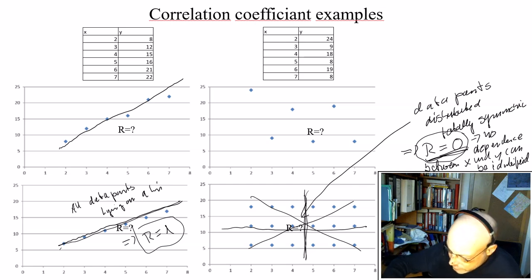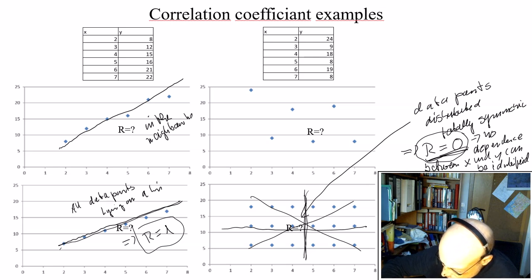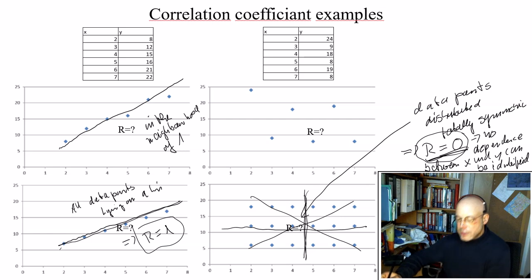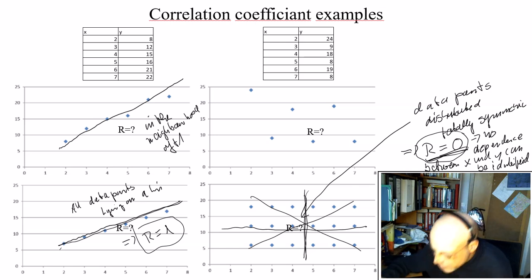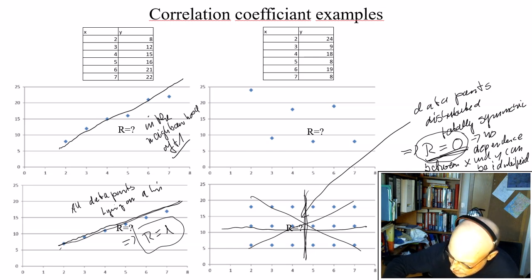Okay, great. So roughly in the neighborhood of 1, because we are quite close with our data points in the neighborhood of our linear line, and of course +1 because we have a positive dependence.